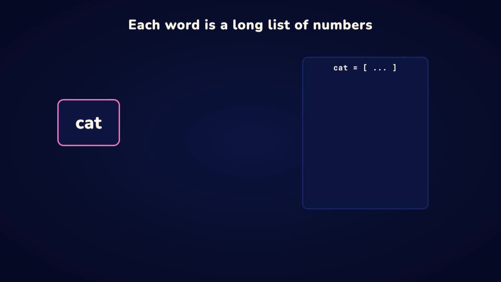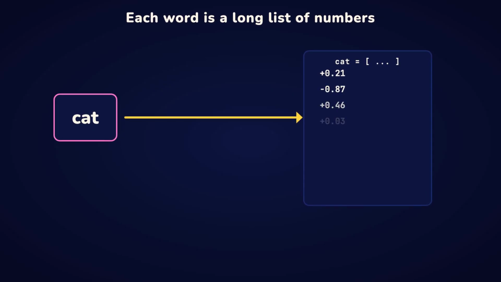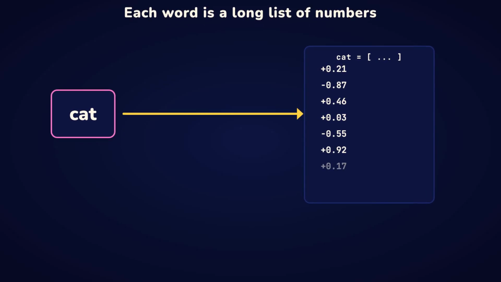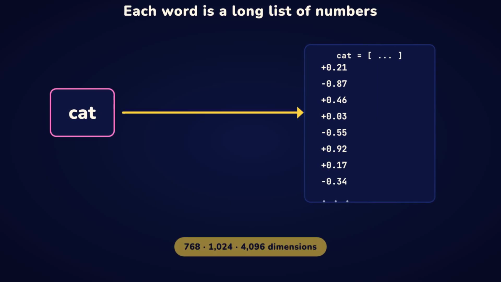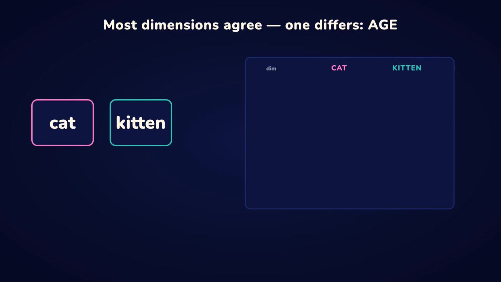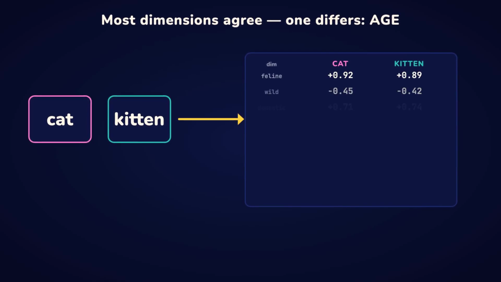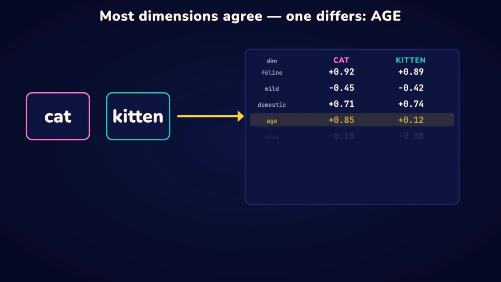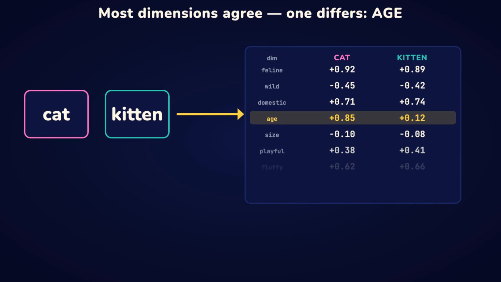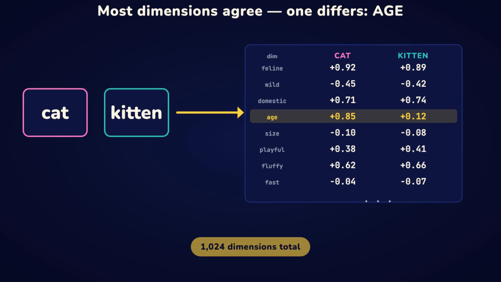Real embeddings aren't two dimensional, they live in 768 or 1024 or even 4096 dimensions. Each word becomes a long list of numbers. More dimensions means more nuance. Cat and kitten share most dimensions but differ on the one that can capture, for example, age. Cat and tiger share the dimension for feline but differ on the one for wild. Each dimension is a tiny axis of meaning.